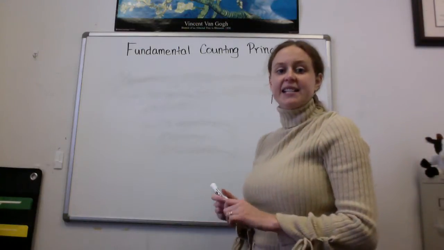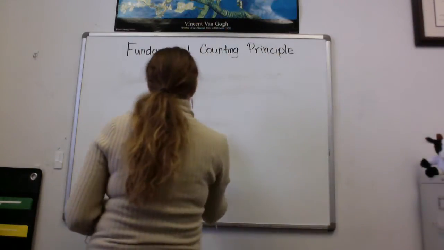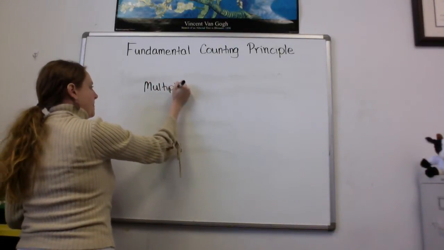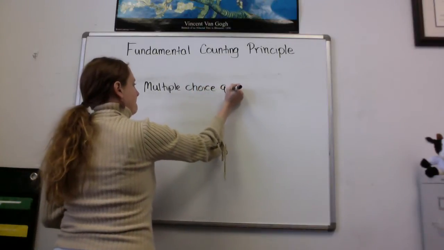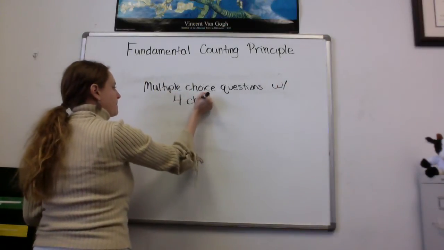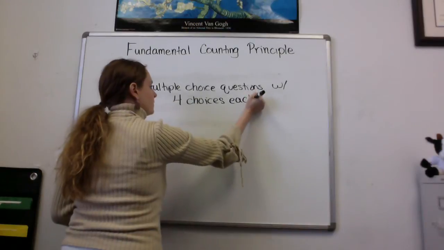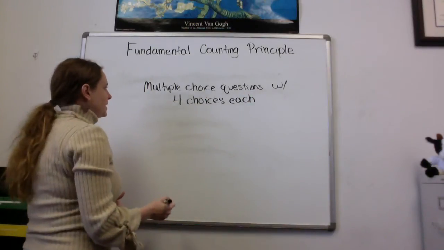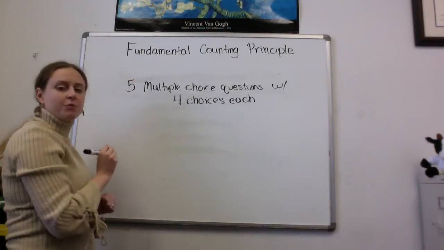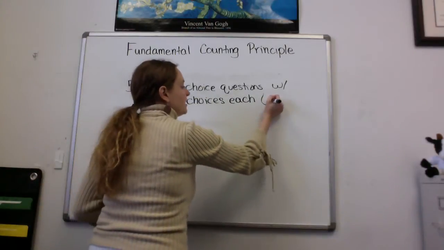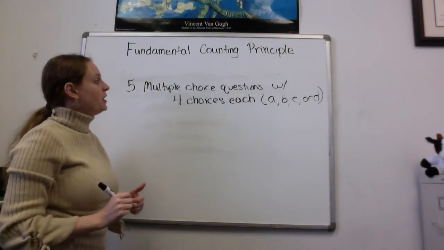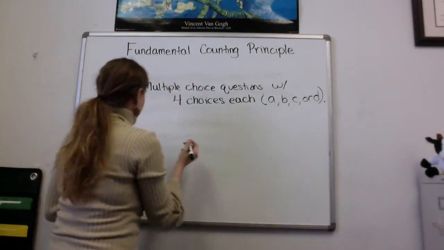So let's say on a test that there are multiple choice questions with 4 choices each. So you can mark A, B, C, or D. And let's say that we have 5 multiple choice questions. So 5 multiple choice questions, each with 4 choices. So it'd be like marking A, B, C, or D. So we want to know how many possible ways there are to answer these questions.